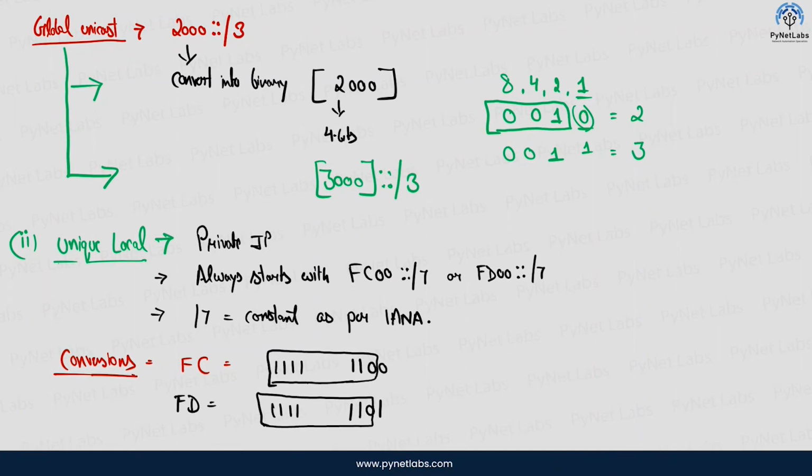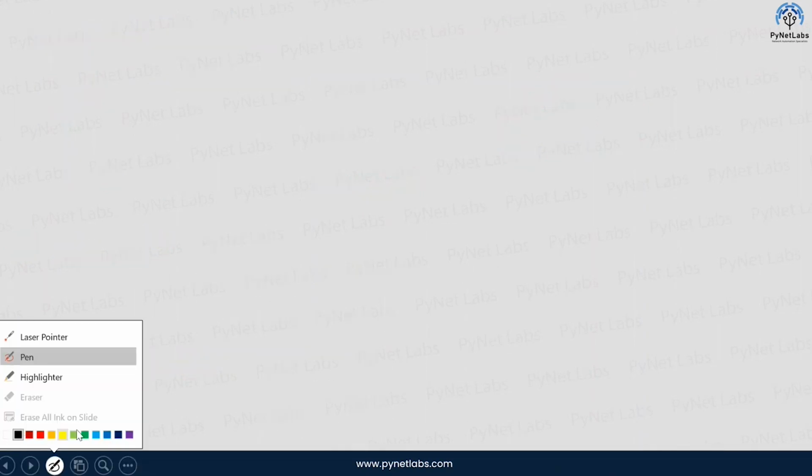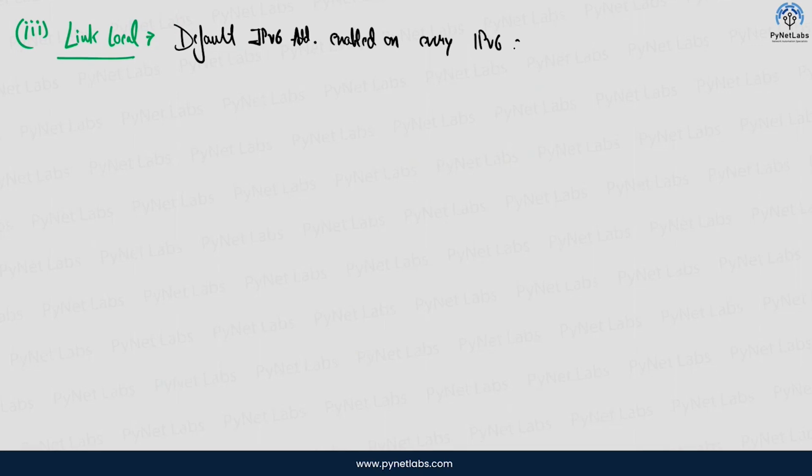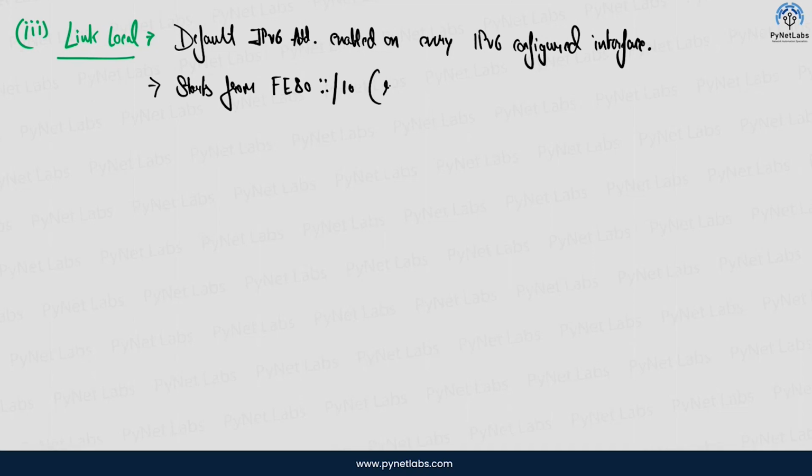This is one thing. And lastly, we have the third category of unicast IP. The third category, we call it link local. Now, what exactly is this link local IP? This link local is nothing but a default IPv6 address. It's a default IPv6 address enabled on every IPv6 configured interface. So this is one thing about the link local address, and the range starts from FE80::/10. That is how it's going to start, and the remaining portion is the MAC address here.